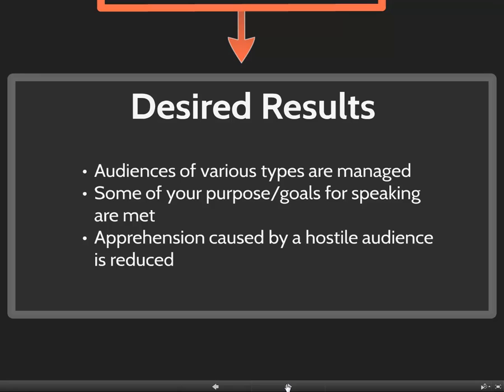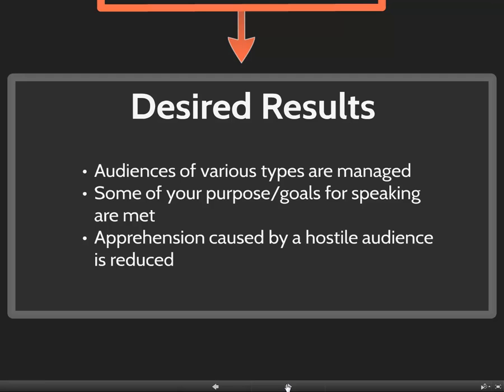So what you really want to do is have audiences of various types that are managed. You want to have your speech go smoothly, and a hostile audience might get in the way of that. You want to think that some of your purposes and goals for speaking are met. As we talked about with the teaching one, and with the very first lecture, there are times where the audience may not be with you, and that doesn't necessarily mean they're hostile. There can be other factors.